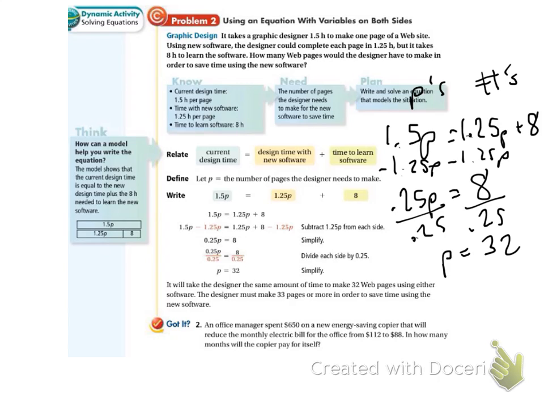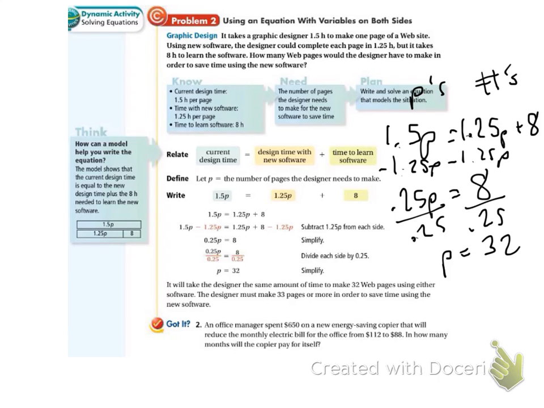So let's try another story problem. Oh, it takes 32 pages for them to be equal. So the old software and the new software, if we do 32 pages with each of them, it's going to take exactly the same time. So for the new one to be quicker, we need to do 33 pages, and then it'll be quicker.